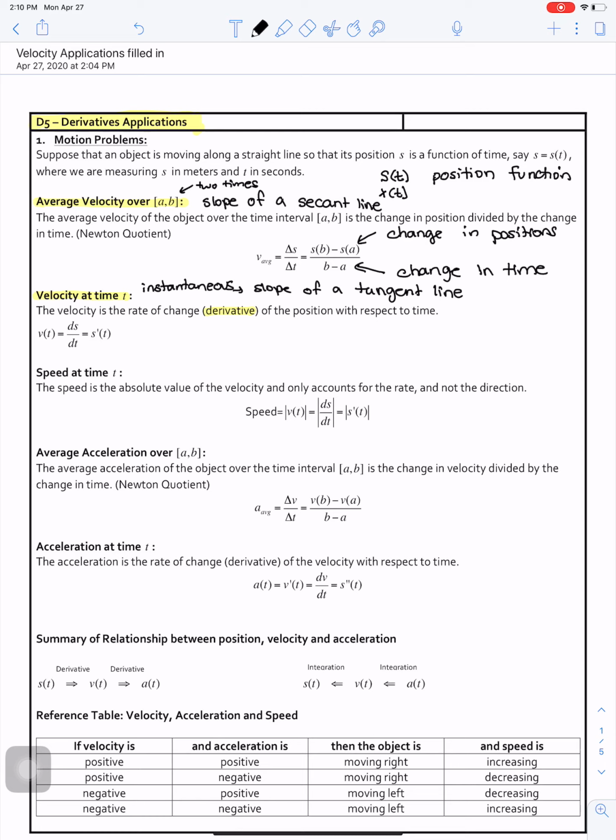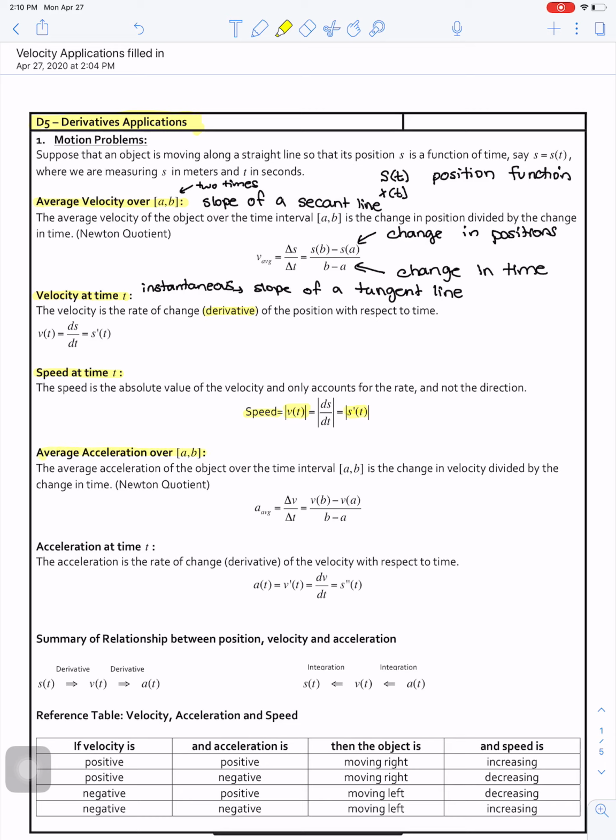So you have to come back to that idea of the difference between a slope of a secant line versus a slope of a tangent line. The slope of a secant line gives you sort of an average, and the slope of the tangent gives you the value at that moment. Speed is a magnitude quantity. It has no direction. So if we want speed, we take the absolute value of our velocity function, which is just the derivative of the position function.